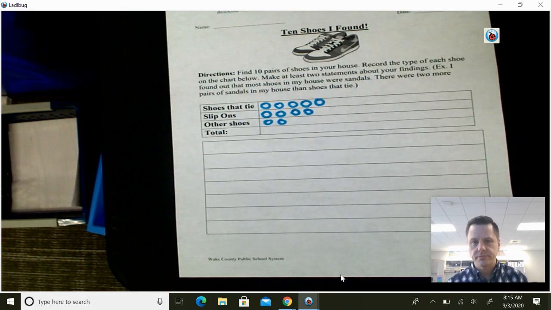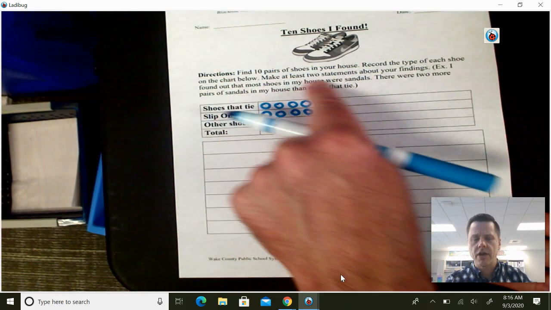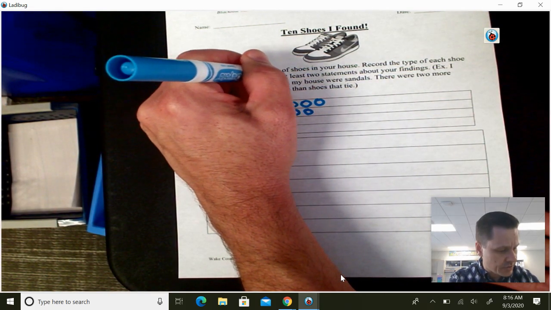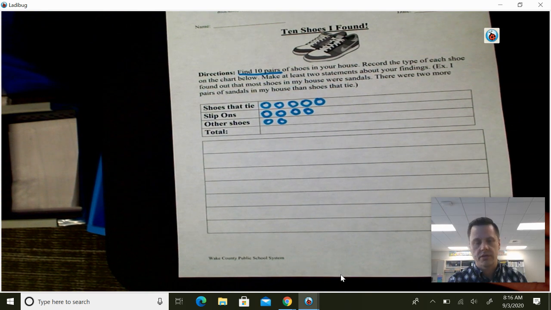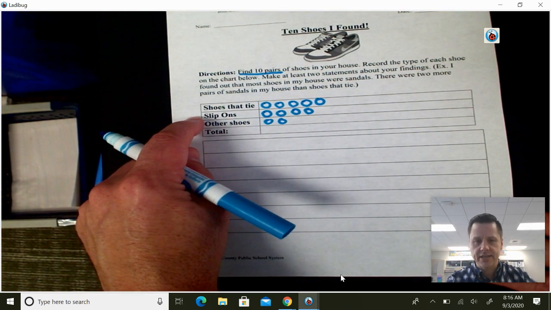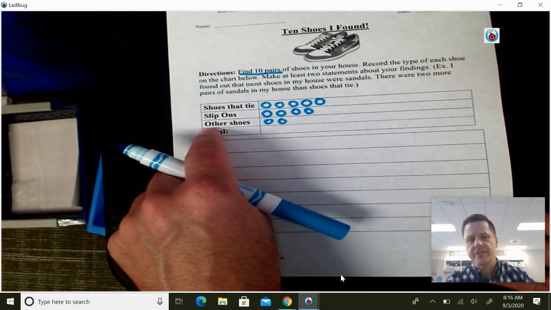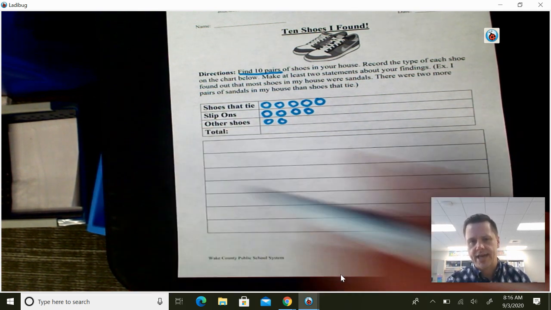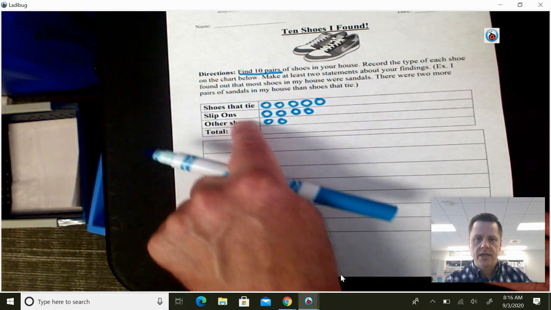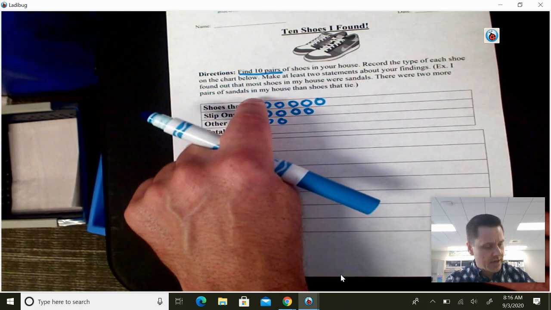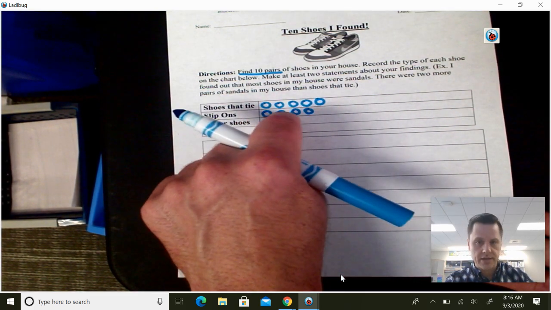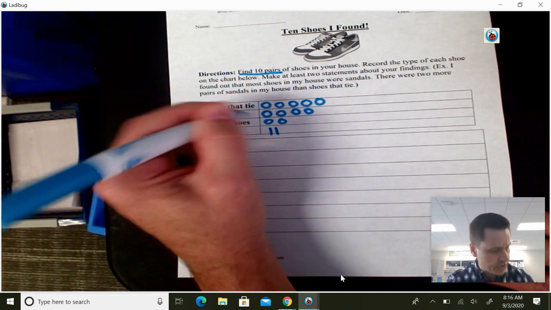That's okay. So now I have my data chart that shows the types of shoes that are in my house. Remember, you only need to look at 10 different kinds of shoes. Shoes that tie, slip-on shoes, ones that don't have any laces, and then other shoes would be like flip-flops or mommy's high heels, things like that. Now you need to count up and tell all of the total of shoes that you counted. So I have 1, 2, 3, 4, 5, 6, 7, 8, 9, 10, 11. So I have 11 shoes.